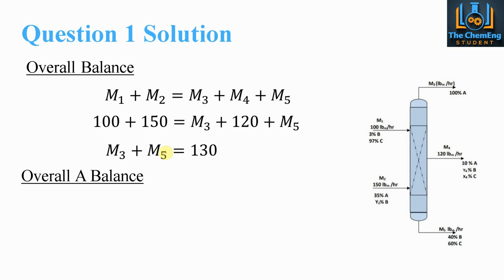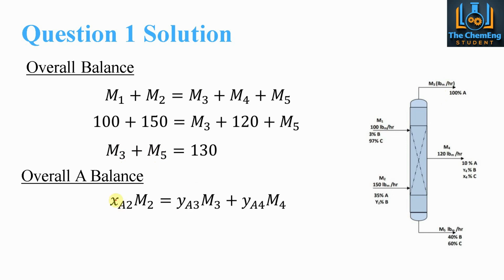Therefore, what we can then do here is perform an overall balance on component A. Now the reason I picked component A is because we don't have anything in M1. We need to ensure that we can have component A in M3 and M5. Now, component A is the best one to use first because we can see that its composition in M3 is 100%. So therefore, the only unknown here becomes M5.